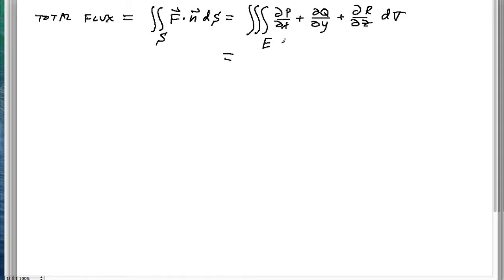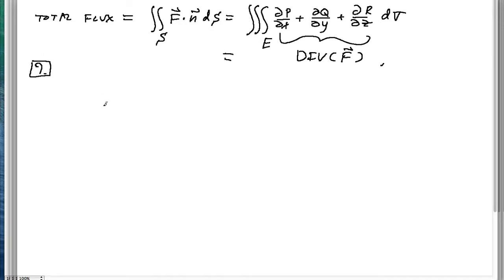And of course, that is precisely the divergence of the vector field. So that constitutes a little proof of this idea. So let's now compute a straightforward example. I'm going to just do number 9 in the book.